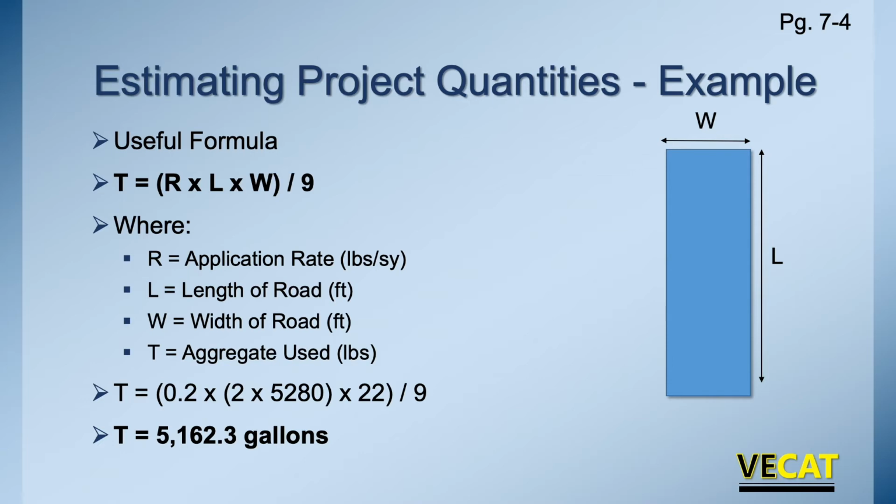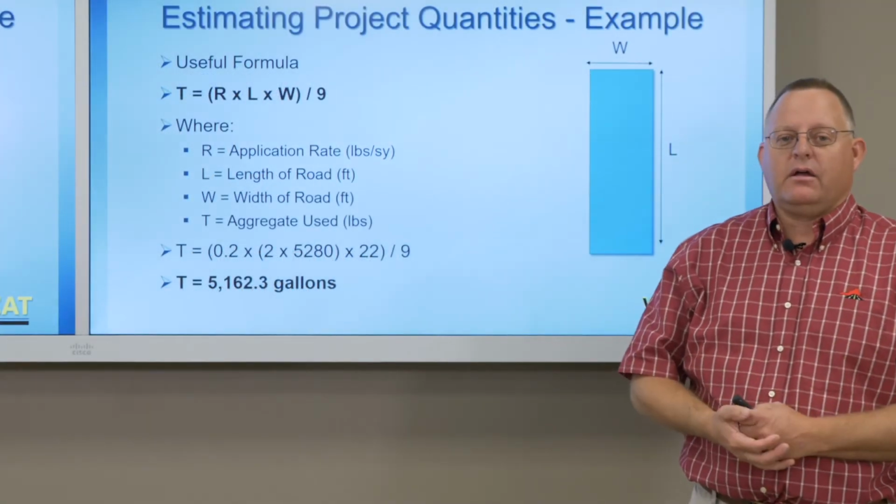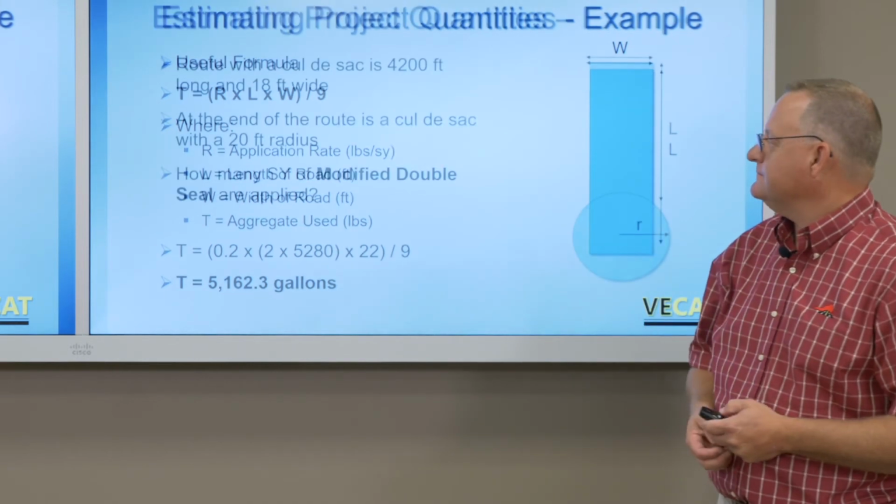Length is 2 times 5,280. Width is 22. Divide it by 9 to take it from square feet to square yards. And we need 5,162 gallons of emulsion, based on what the contract calls for. So that's what we're planning for.